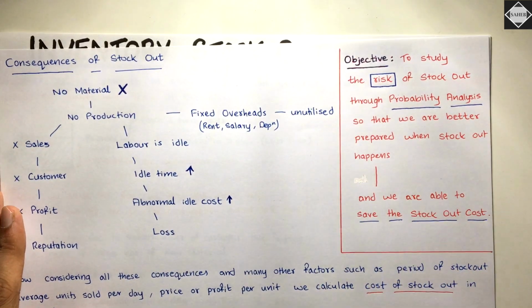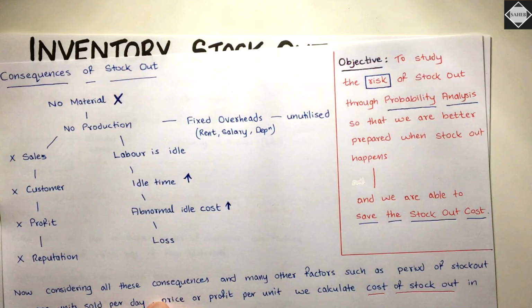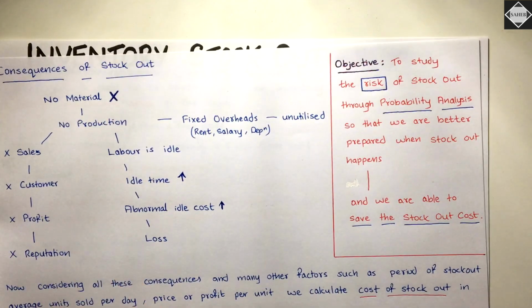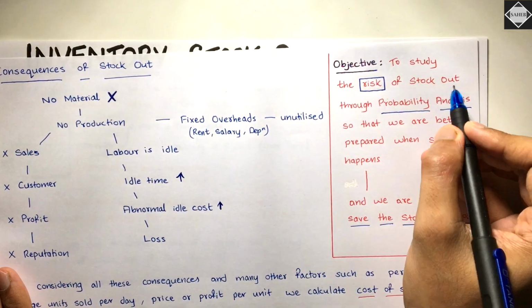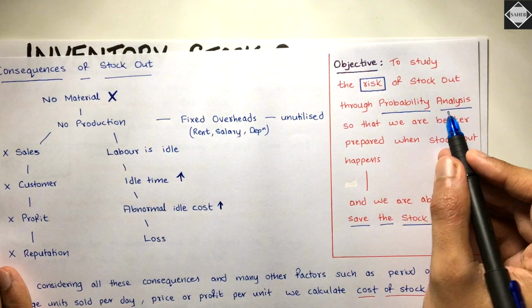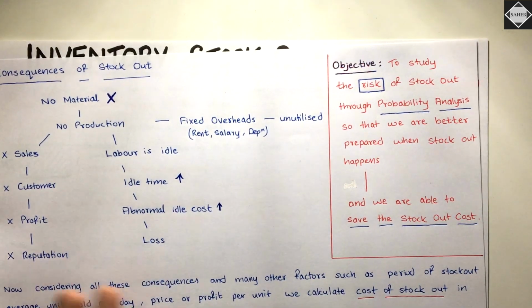Okay, expected value, we'll see, don't worry. Fine. Now you have to understand how we are going to manage the stock out risk. I told you we are going to study the risk of stock out through probability analysis, but how? That's what we have to understand, isn't it?